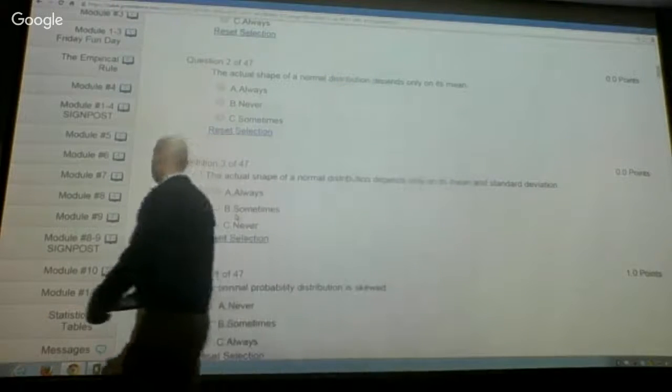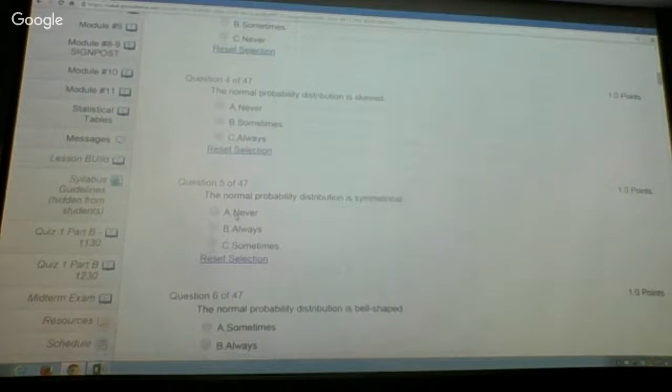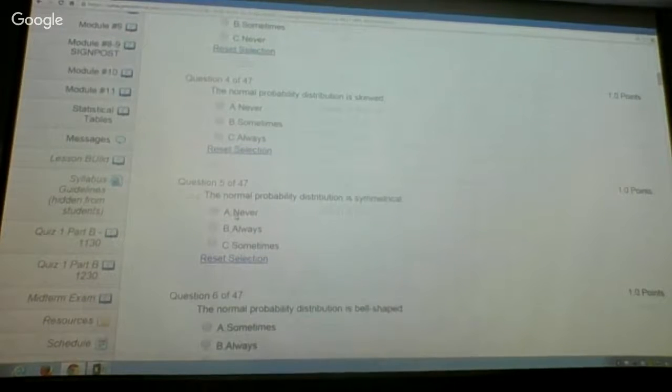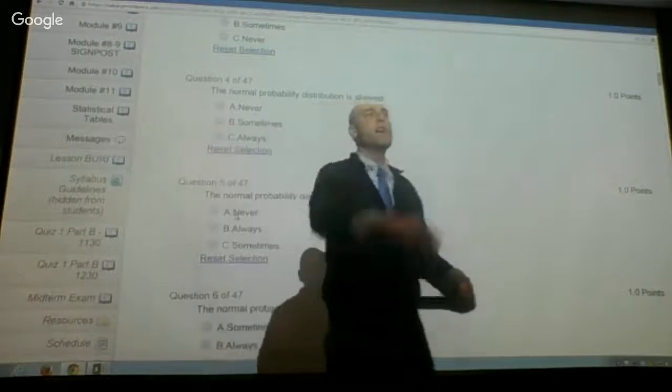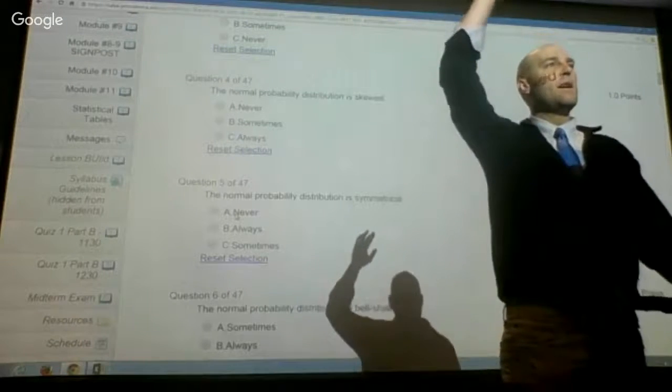Cool. All right, let's start running then because we have 44 more to go. We can at least talk about things we know the answer to, catch some of that low-hanging fruit, and then we can move forward from there. I know we're not doing the hard stuff first necessarily. But hey, 4 out of 47: the normal probability distribution is skewed. Who says never? Who says sometimes? Who says always?